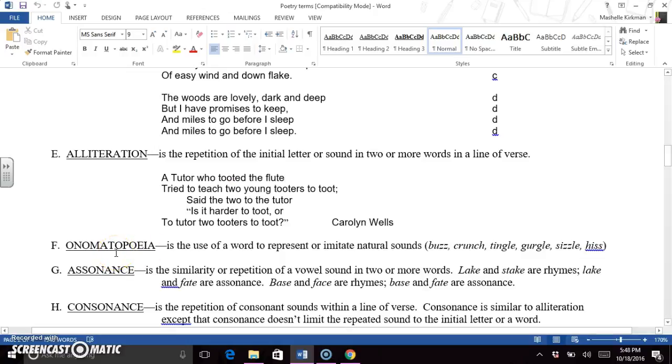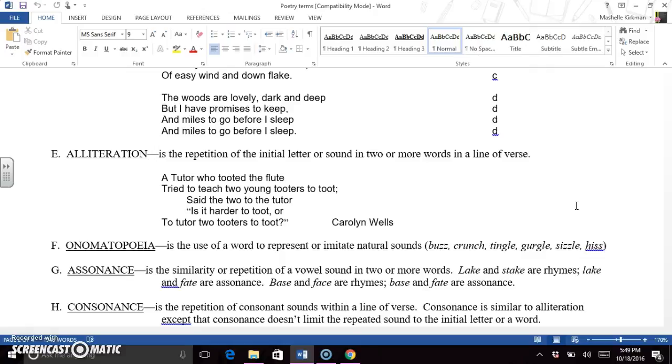Onomatopoeia. For pronunciation's sake it's onomatopoeia, but for spelling's sake, I like to pronounce it "onomato-poeia," and that helps me make sure that I get the ending spelling correct. It is the use of a word to represent or imitate natural sounds. So this is buzz, crunch, tingle, gurgle, sizzle, hiss. This is what the sound is, so like when the fire crackled, that's onomatopoeia. When the bee buzzed, when I crunched on the food, you can hear the sound, you can feel the sound in there.